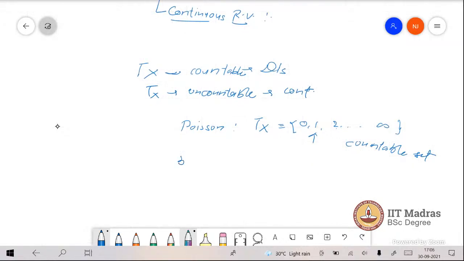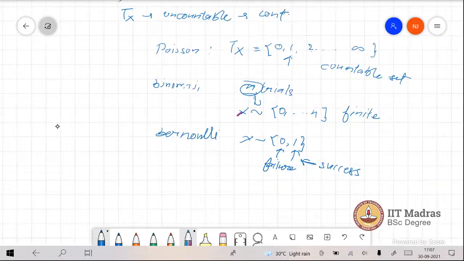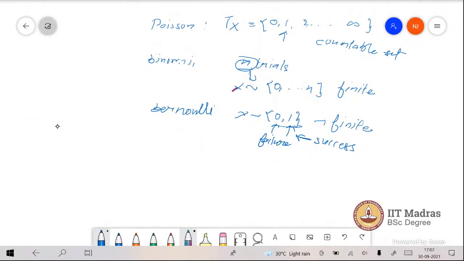Or say the binomial distribution. In binomial, we count the number of successes in n fixed trials. Again x takes integer values starting from 0 to n. It's again a finite set, and finite is always countable. Or say the Bernoulli distribution, which is very easy. Here x takes only the values 0 and 1: 0 refers to failure, 1 refers to success. So it always takes two values. It is again finite, so this is again a discrete random variable.